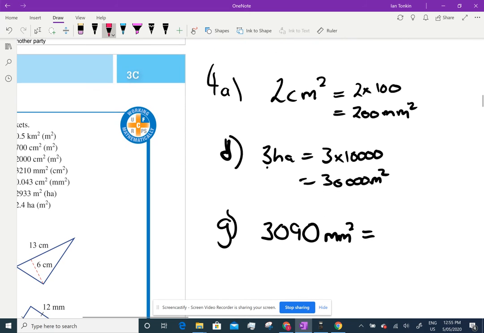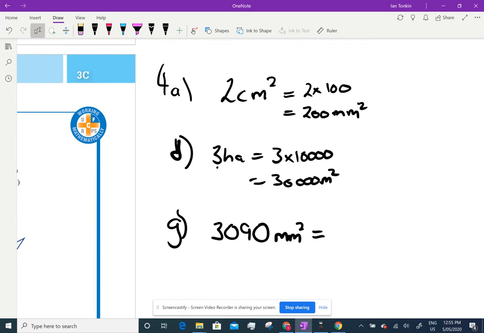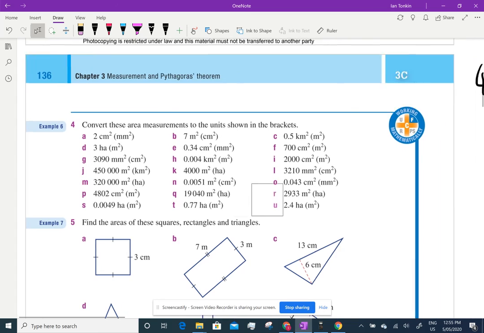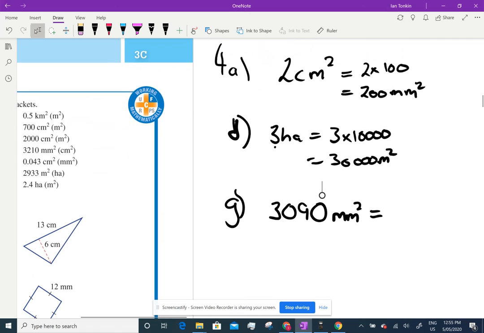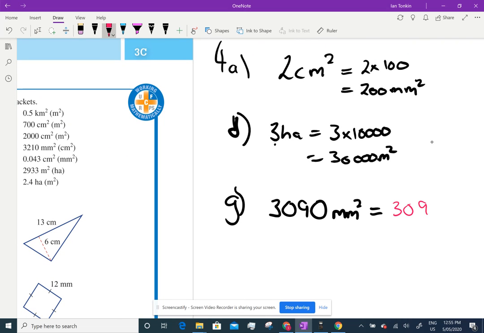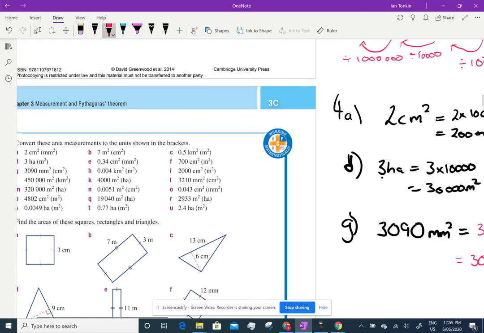Righto. So millimetres to centimetres squared, is it? Yep. Millimetres, I divide by 100. So 3090 divided by 100, which means move the decimal point 2 spots, 1, 2. So it should be 30.9 centimetres squared. I'm just checking my answers in the book here, and that's 1G, 30.9. So once you've got this little table that helps you up there, you're right.